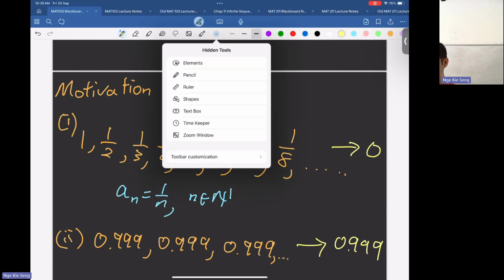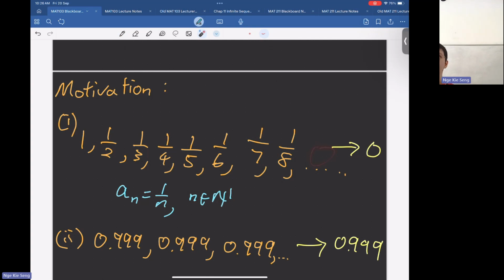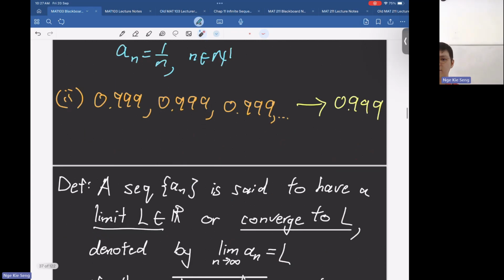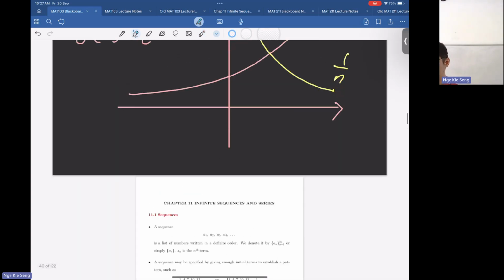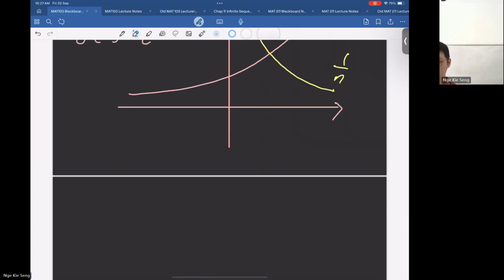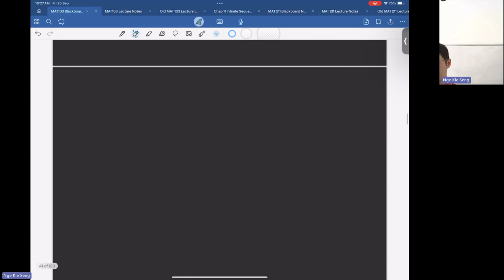Yeah, there's no 0 here. Why is the limit 0? I never take 0 inside my sequence. Why is the limit 0? So you need to understand what the idea of a limit is. You get arbitrarily close. Arbitrarily close and equal to L is different. All right, good.